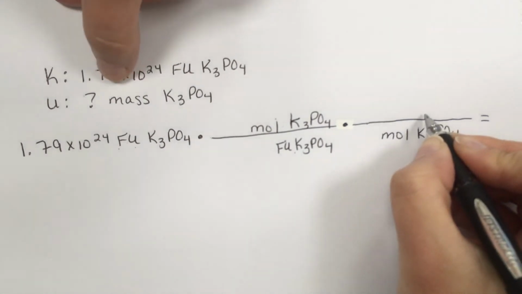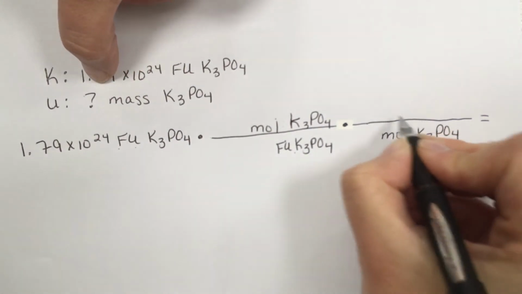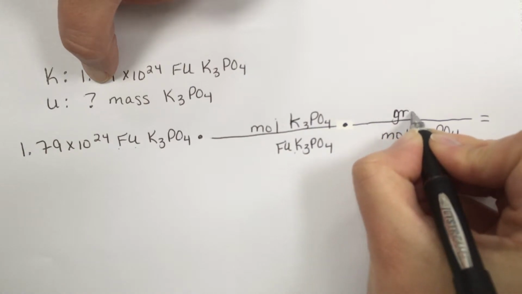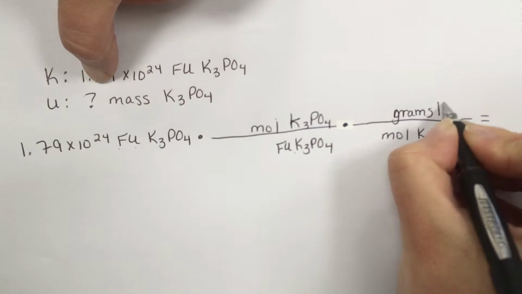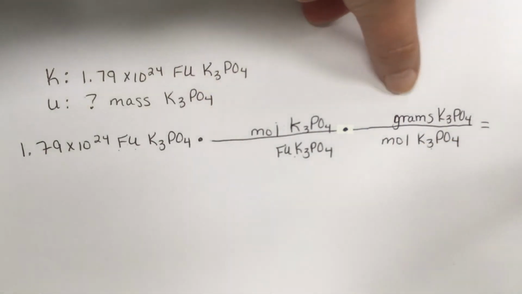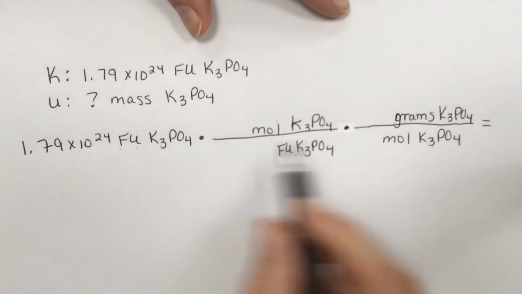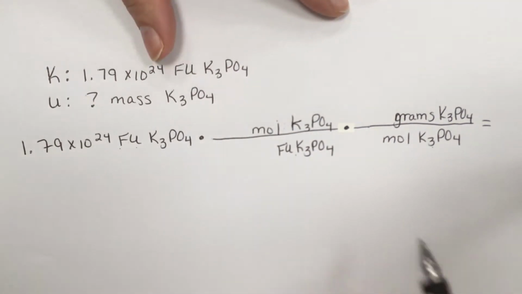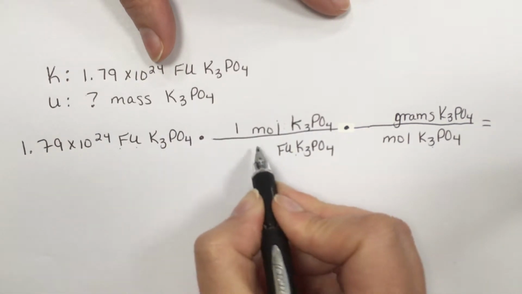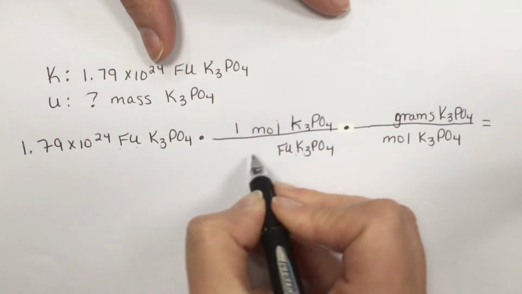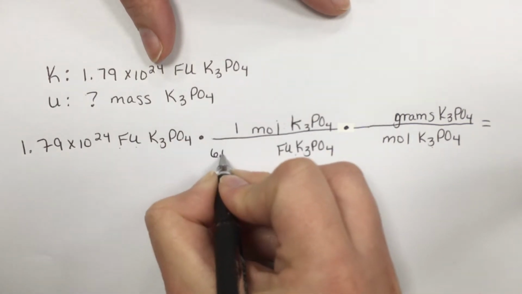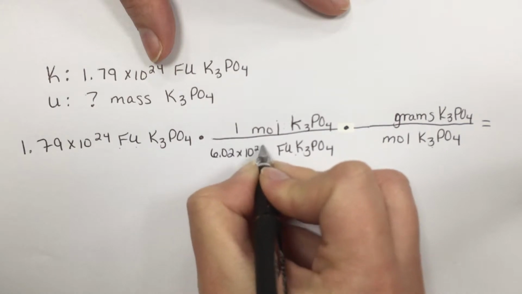And up here will be what our unknown is. So up here will be, not mass, but grams of K3PO4. Because the unit is in grams for molar mass. So now we just fill in our numbers, okay? So for every 1 mole, okay, we're using the 6.02 Avogadro's number. So for every 1 mole of this stuff, we're going to have this many, 6.02 times 10 to the 23rd.